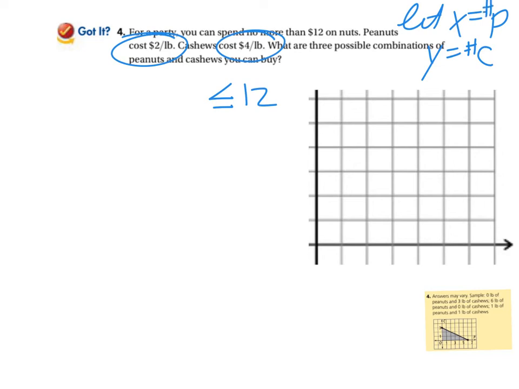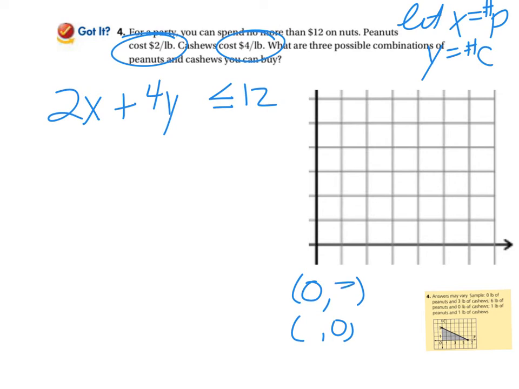Alrighty. So anyway, I'm going to say 2x, so $2 per pound times number of pounds of peanuts, plus 4y, again $4 a pound times number of pounds of cashews, has to be less than or equal to $12. I'm going to graph this using the zeros, and I certainly hope by now you know what that means. I'm going to plug in 0 for x and 0 for y, and we're going to generate those. If I plug in 0 for x, I'm going to get 3 for y. If you don't believe me, you're welcome to work it out. And I'm going to get 6 for x when I plug in 0 for y. So my two zeros are 0, 3.